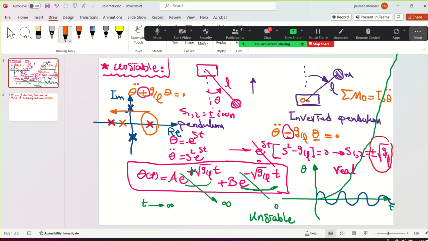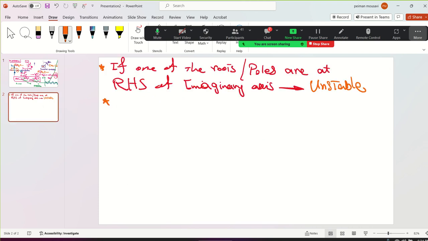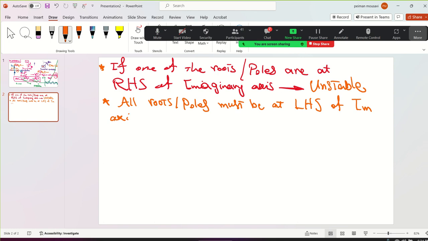This is your function. So if you want to have a stable system, now you tell me, you teach me. All the poles must be where? All roots or poles must be where? Left or right? Oh yeah, must be at the left hand side of the imaginary axis. Then your system is stable.